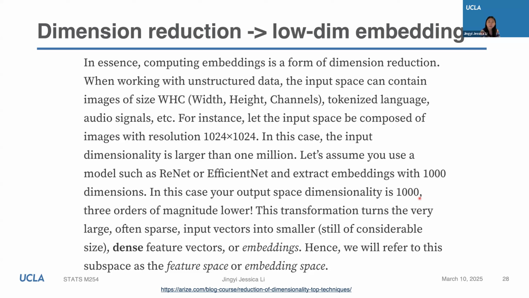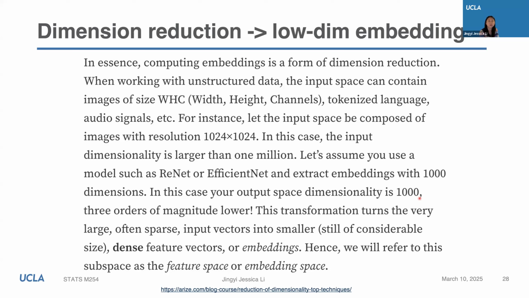For instance, let the input space be composed of images with resolution 1024 by 1024, the number of pixels in the row and the column. In this case, the input dimensionality is larger than 1 million, because if you take the product, that's the number of pixels.